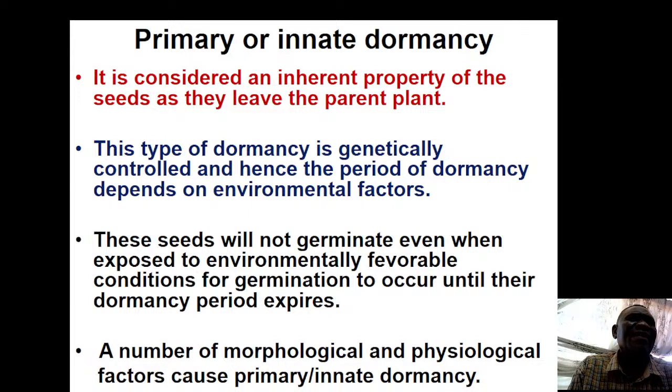and the seeds will not germinate if exposed to an environment which is conducive to germination. So innate dormancy, or primary dormancy, is inherited from the parents and it's genetically controlled, because it depends on the genes. Even if the conditions are favorable, there's no germination at all.